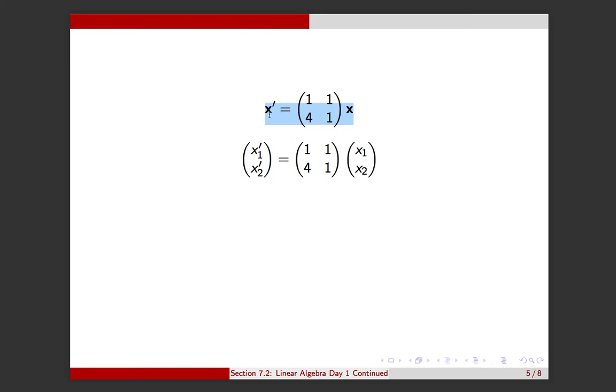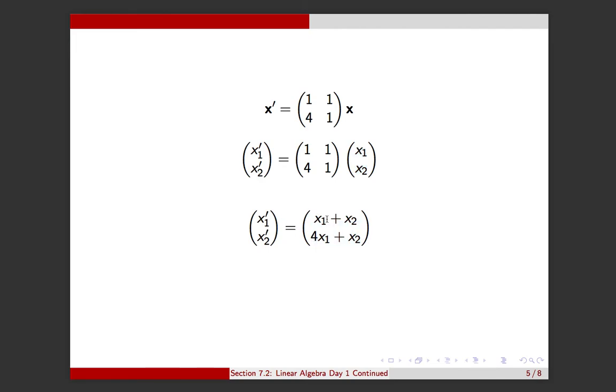Well, bold X prime is x1 prime, x2 prime, that vector. Bold X is x1, x2. What if I multiplied the right-hand side here? I have a 2 by 2 matrix times a 2 by 1 matrix. What if I did the matrix multiplication? What would that look like? I would do 1 times x1 plus 1 times x2. Again, I'm assuming that you understood that matrix multiplication video. That'd be the top entry here. And then I would have 4 times x1 plus 1 times x2 to give me my bottom entry here.